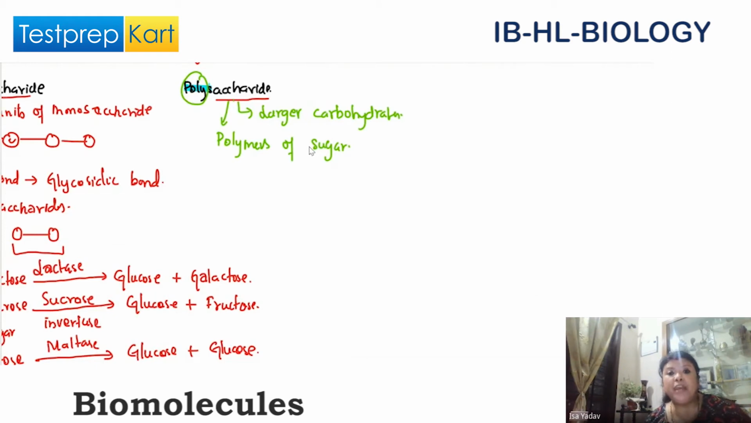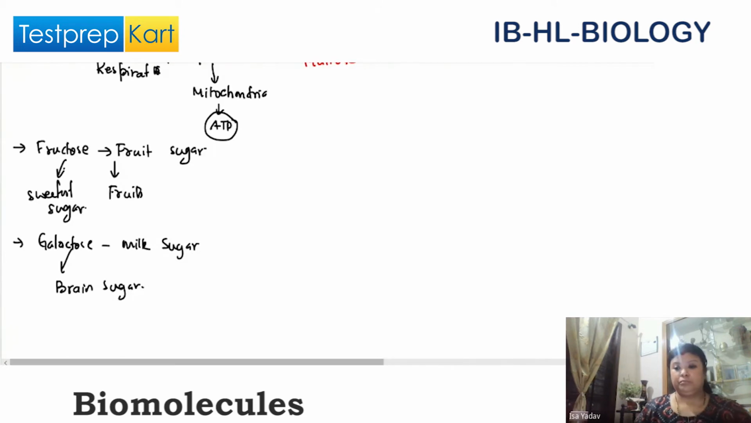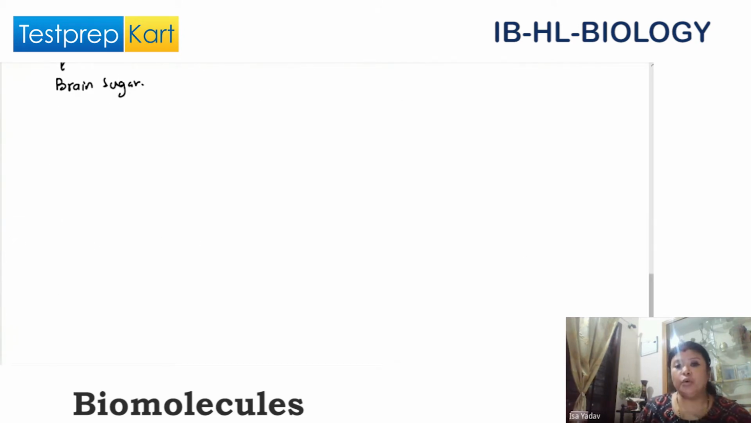Polysaccharides can be homopolysaccharides, which are made up of similar units, or they can be heteropolysaccharides, made up of different units. To understand polysaccharides, let us see the different types of polysaccharide.